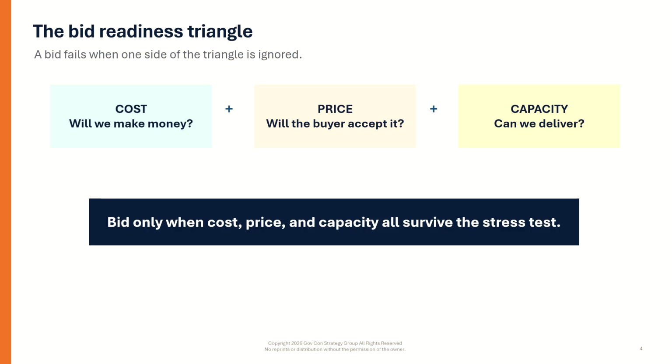A bid becomes risky when one side of the triangle is ignored. You may have a good price but weak capacity. You may have capacity but no profit. You may know your cost but price yourself outside the market. Before you bid, all three sides need to survive the stress test.